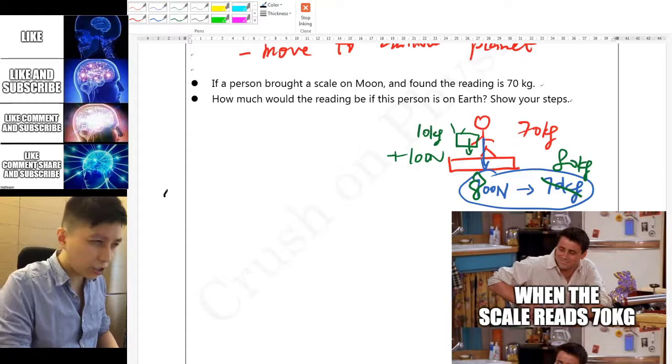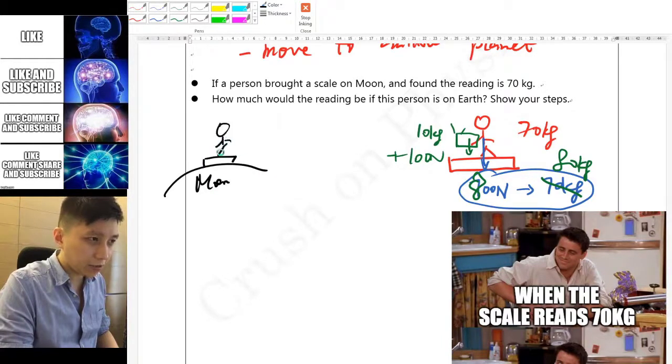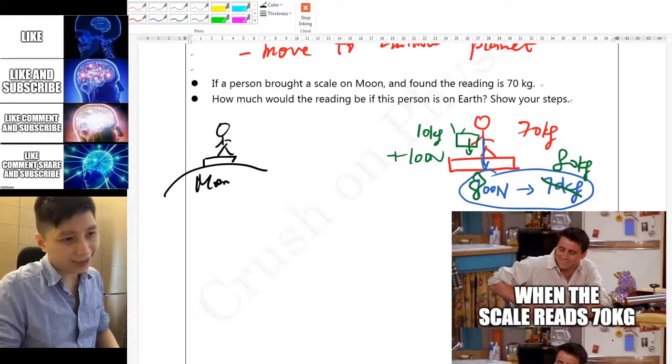And so using this logic, imagine if you are on the moon, having the scale, and you step on top of it, the reading is 70 kg.